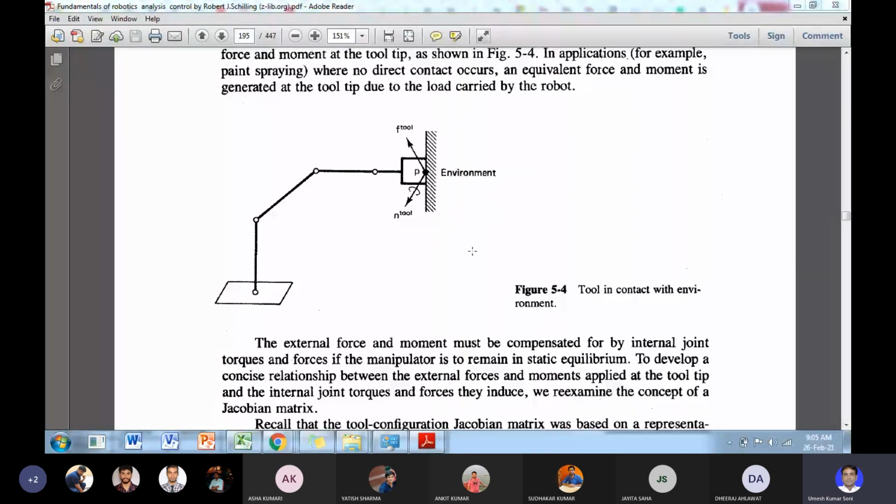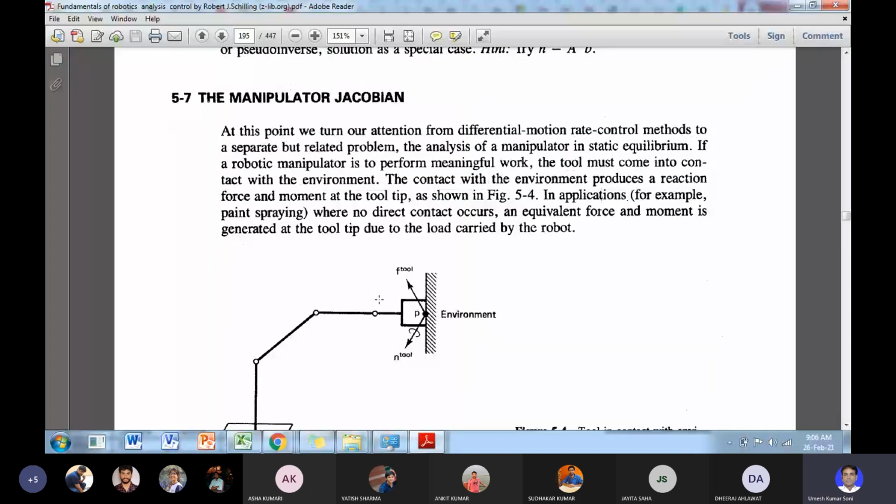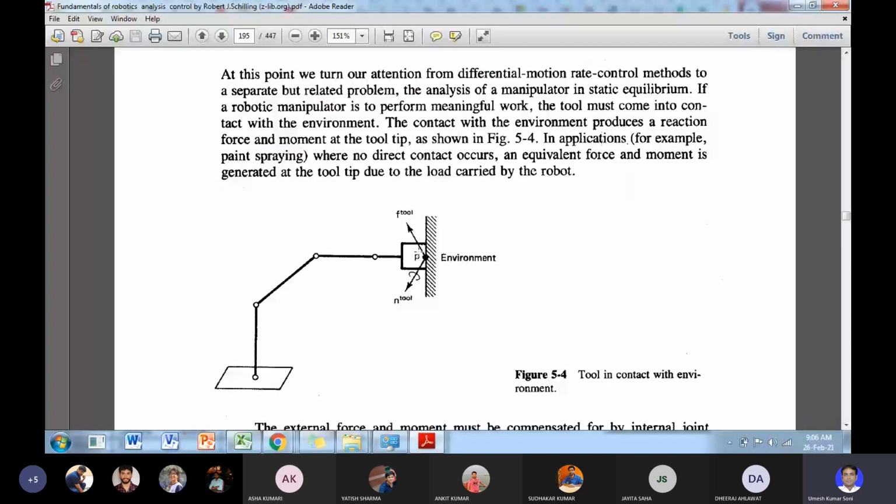Okay, so I start here with the manipulator Jacobian. This is the figure of the manipulator. Here there is the movement of the tool end effector together with the load carried by the robot, and the force equivalent to this load is imposed by the motors in the joints.